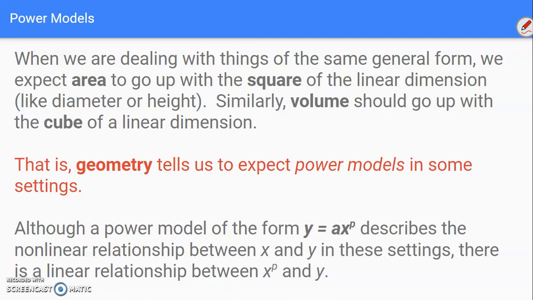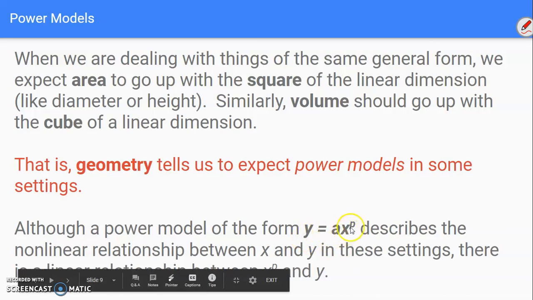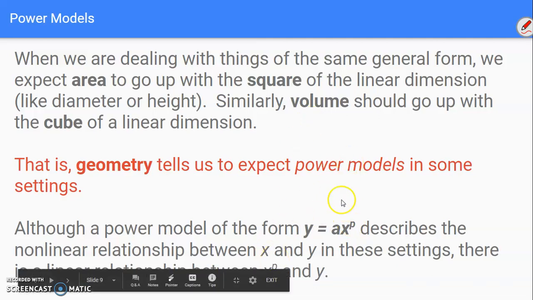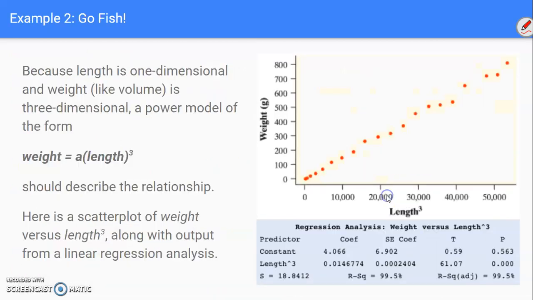So a power model is basically y equals a times x to the p, which describes that nonlinear relationship. But in that situation, there should be a linear relationship between x to the p and y. And if we know what that power is, we can use that to linearize our data. So in this situation, we're talking about weight. Weight is similar to volume in that it's three-dimensional. So a power model of the form weight equals a times length cubed should describe that relationship.